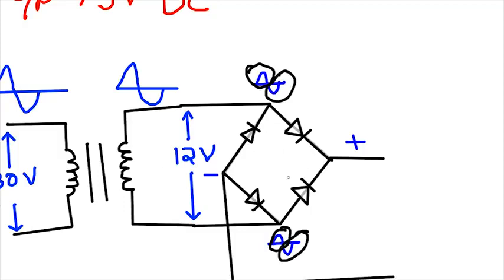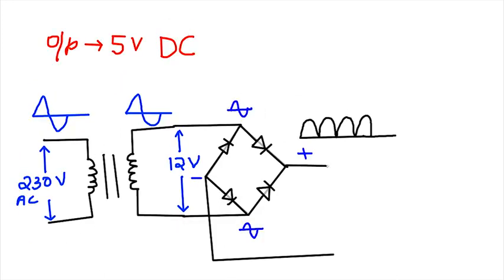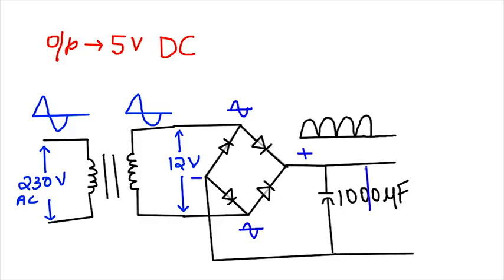Now if you just follow the waveform, we still haven't got a DC output yet. It's still pulsating. To remove this pulsating effect, we need to place a filter capacitor parallel to the pulsating output. For a frequency of 50 Hz, we can use a filter capacitor of capacitance 1000 microfarad. So now you have a proper DC output of 12 volts on these terminals.